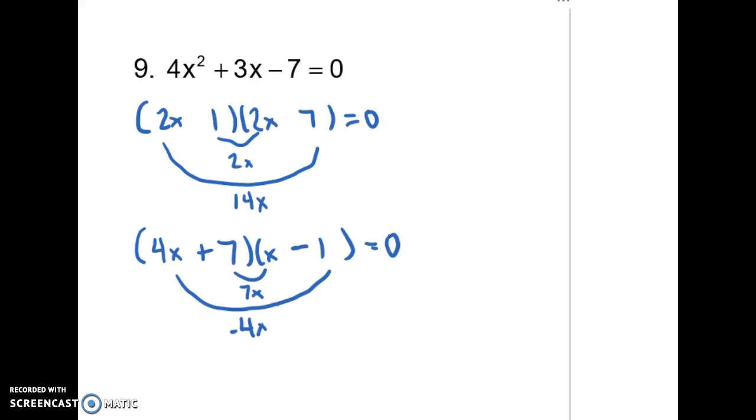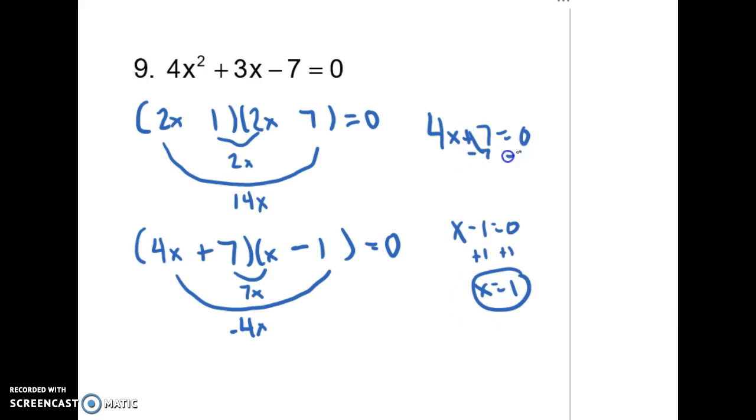I want the right factors, because once I have those factors, I'm going to take them, set them equal to 0, and solve. First one, the one down here, is going to be the easier one to do. Let's solve that one first. So if I solve that, I'm going to add 1. So x is 1. And for this one, I'm going to subtract 7 and divide by 4. So x is negative 7/4.